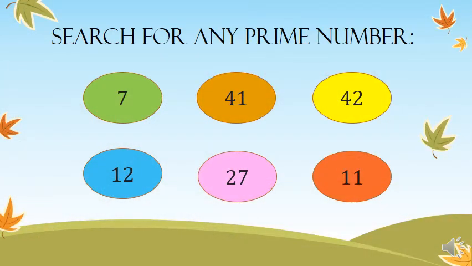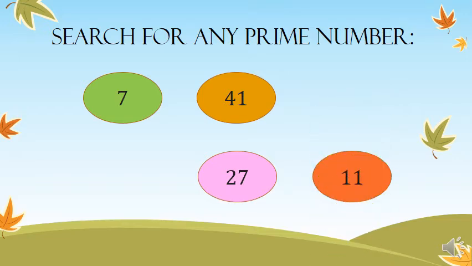Let's do this exercise. We have to search for the prime numbers. Is 7 a prime or a composite number? We said that if it has only two divisors, then it is a prime number. If it has more than two divisors or two factors, then it's a composite number. 7 is a prime number, so 12 is a composite number. 41, it's prime. 27, it's composite. 42, it's composite. So the prime numbers are 7, 41, and 11.